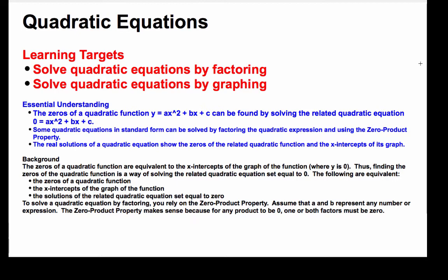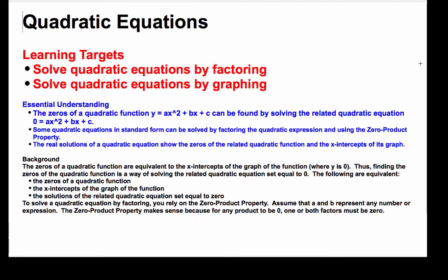Some quadratic equations in standard form can be solved by factoring the quadratic expression and using the zero product property. The real solutions of a quadratic equation show the zeros of the related quadratic function and the x-intercepts of its graph. Some background for the lesson: the zeros of a quadratic function are equivalent to the x-intercepts of the graph of the function where y is 0.